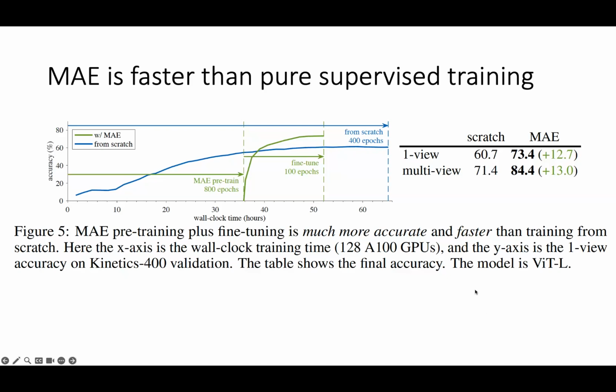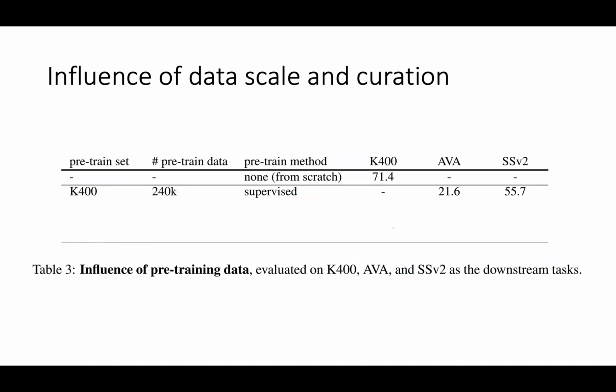So now this is all when you train on the same data set without the labels, Kinetics, and then you fine tune on the same data set again. So of course you can mix the pre-training data and the fine-tuned data. So this is what we look at next in this work. Here we look at the influence of this pre-training data. So again, the first is training from scratch, Kinetics 400, 71%.